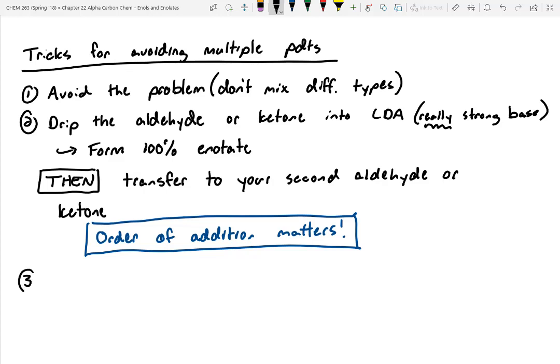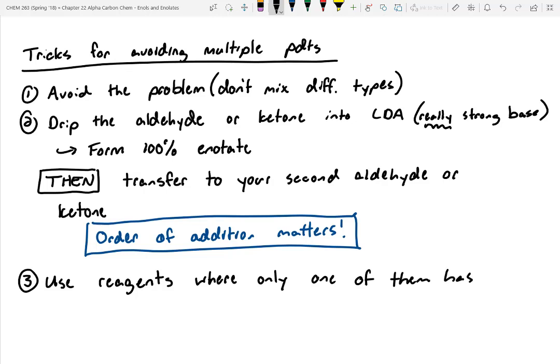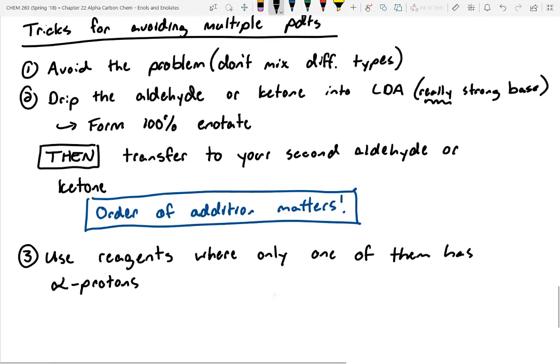Then the third one is kind of another clever trick, and that is use reagents where only one of them has alpha protons. So all of these can be done. The second one's typically what most chemists will do when they're trying to exclusively get one crossed aldol product. All right, so what we're going to do is practice a little bit.